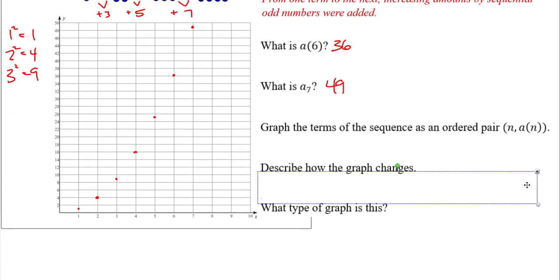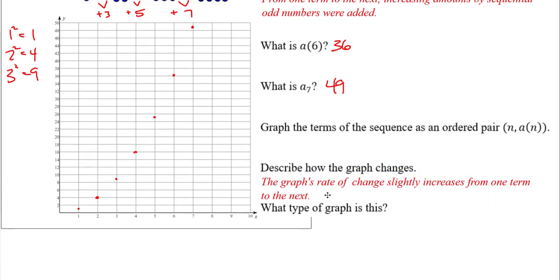So how is this graph changing? Well, it is having a rate of change that just slightly increases from one term to the next. It is not constant like the first graph we had that was linear. Our second one increased so drastically, and that was our exponential. This one is just a little bit of a slight increase. It's a little bit more than the constant, but a little bit less than the exponential. And if you haven't recognized the shape, some of you guys out there might know what these are called already, but if you don't, that is okay. This is what we call a quadratic.